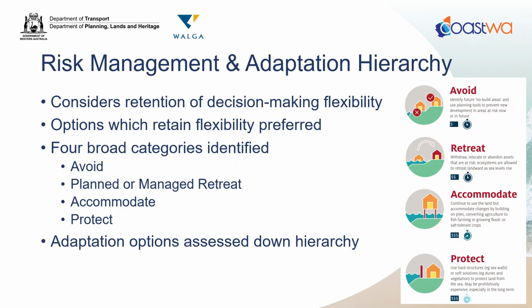So that risk management and adaptation hierarchy, which we discussed, is set up on the basis to consider the retention of decision-making flexibility through the process. So options which retain flexibility are preferred and higher in the hierarchy. So there are 4 broad categories which are identified. Firstly, avoid any coastal hazards, planned or managed retreat, accommodate, and then protect. And the adaptation options are assessed down the hierarchy, so we'd always attempt to avoid where possible.